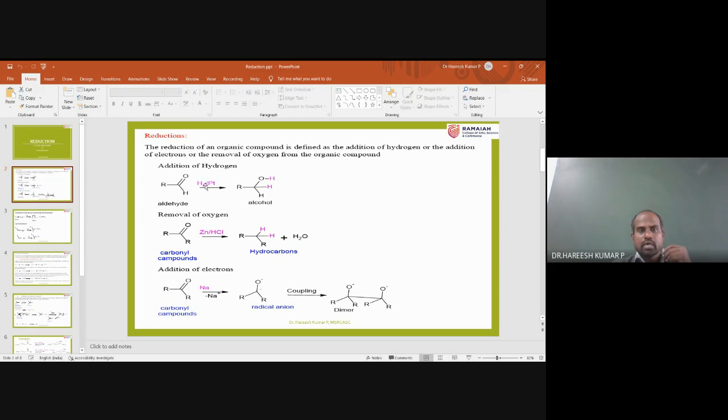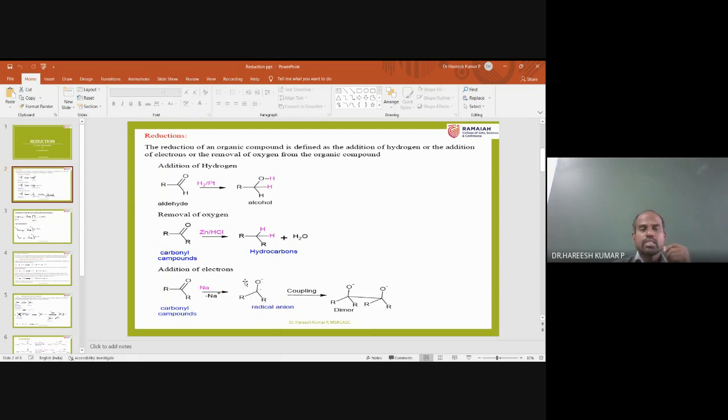Okay, so with addition of hydrogen, an aldehyde is converted into alcohol. With removal of oxygen, a carbonyl compound is converted into hydrocarbon. And then what is called addition of electron? You know that sodium can give one electron. It gives the electron to the electron deficient carbonyl carbon, and this bond pair will sit on the oxygen. That is how a radical anion is obtained.